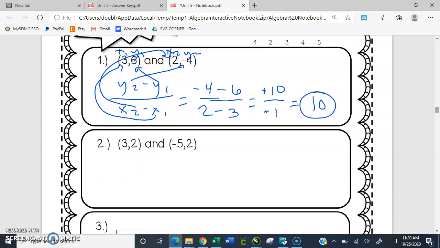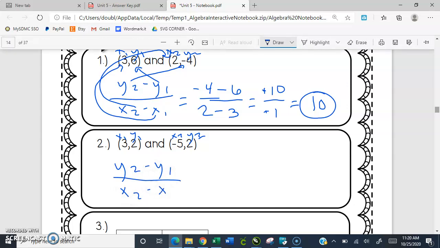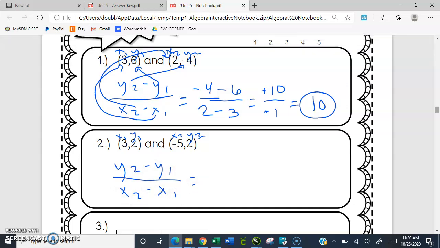So let's move on to the second problem. Here's my x1, y1, x2, y2. Let me write out my formula. So my y2 is 2 minus my y1 is 2 over my x2 is negative 5 minus 3.